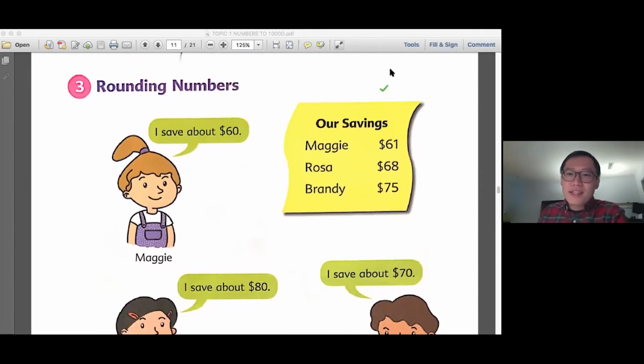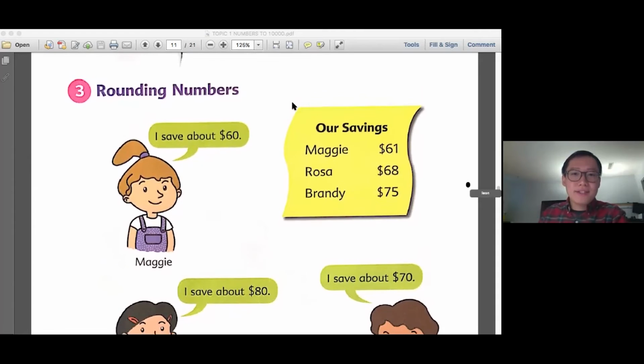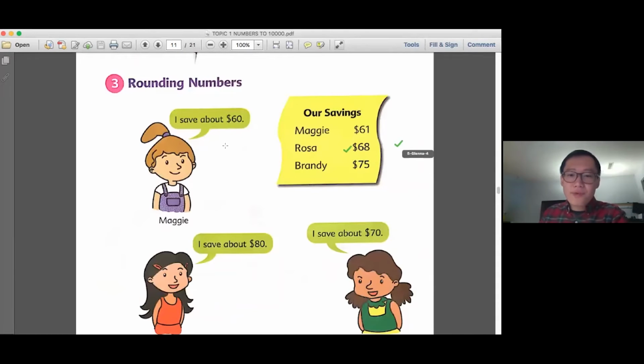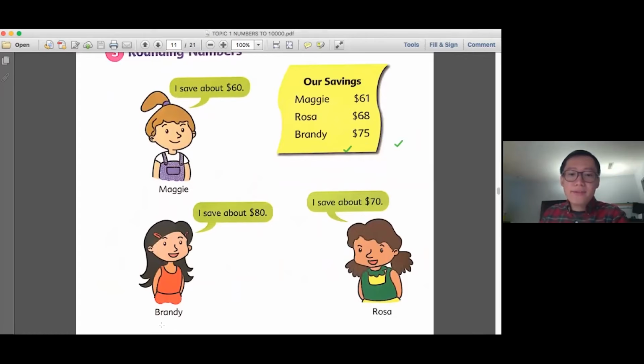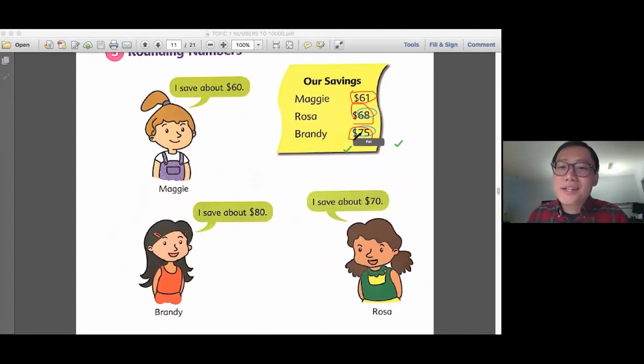So if you look at this savings example, we have 3 girls, right? Maggie, Brandy, and Rosa, right? So their exact amount of money is that Maggie has $61, Rosa has $68, and Brandy has $75, right? If they tell people, Maggie said, I have 61, Rosa said, I have 68, Brandy says, I have 75. These numbers are too specific, right? They're too detailed. It's not easy for people to remember.